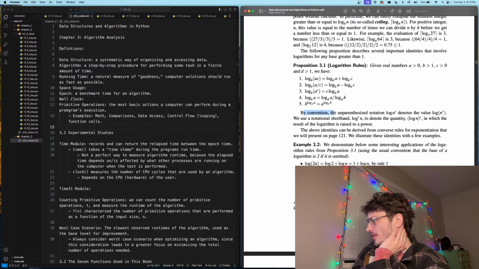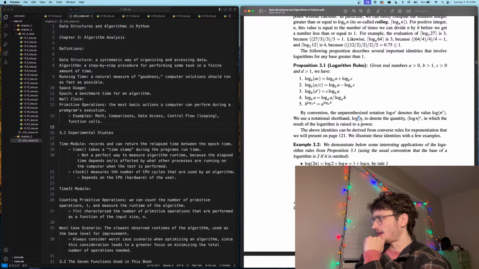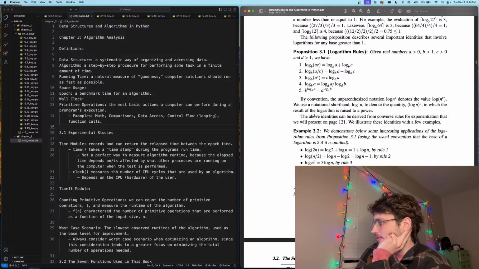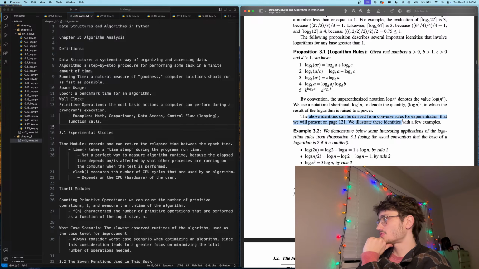By convention, the unparenthesized notation log^c n denotes the value of (log n) to the power of c. We use a notational shorthand of log^c n to denote that the quantity log n is powered, in which the result of the logarithm is raised to the power. So if we see the log is raised to the power, we're not raising the n to the power, we are raising the result of log n to the power. Got you.